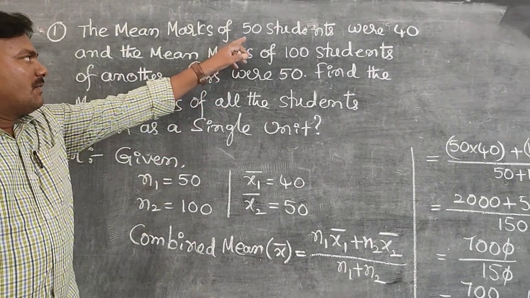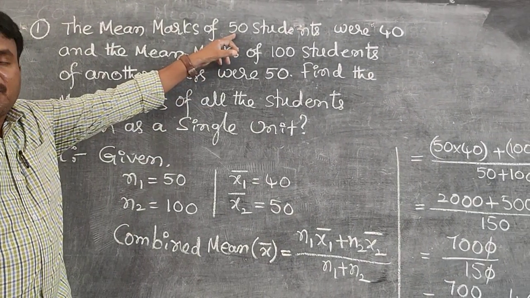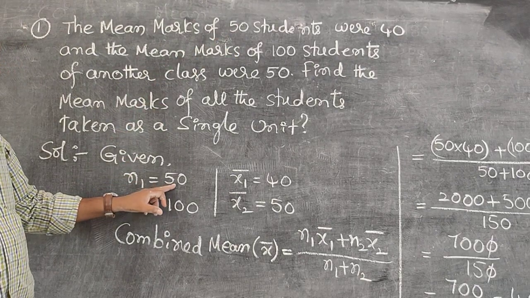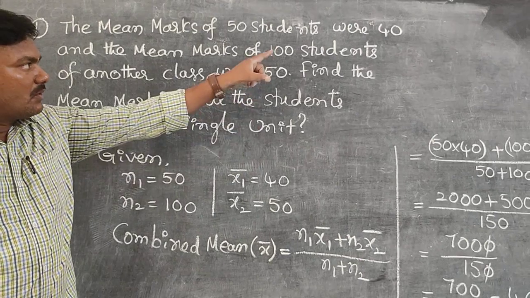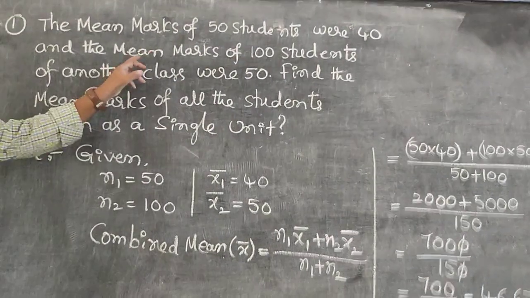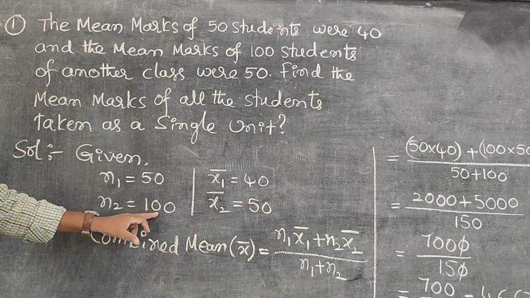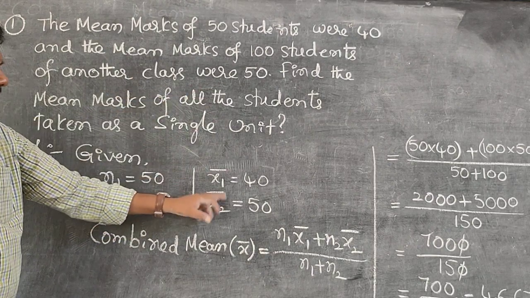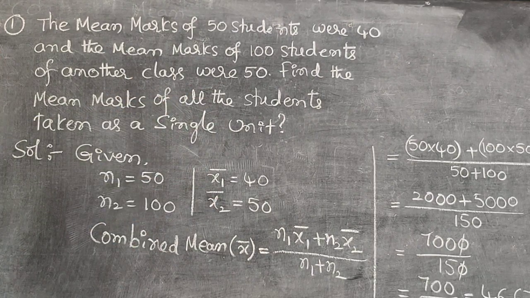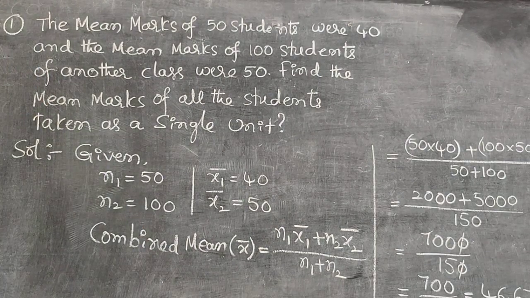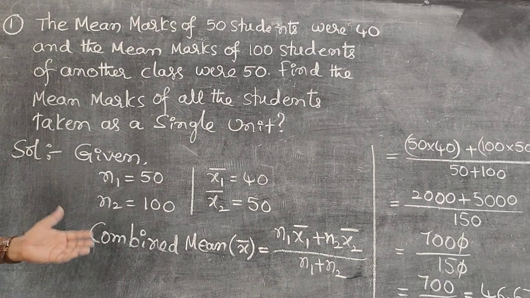Here the mean marks of 50 students were 40, so let me take n1 equal to 50 and mean x1 bar equal to 40. Next, for the mean marks of 100 students, n2 equal to 100 and mean x2 bar equal to 50. Then, to find the mean marks of all the students, we take the combined mean.